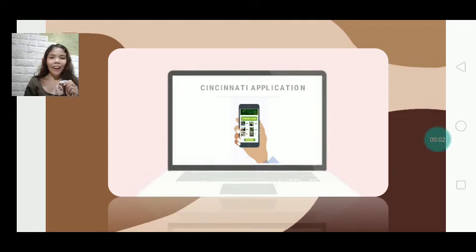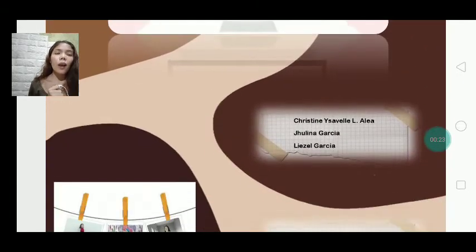Good day, I am Julina Garcia, a representative from Group 4, and I am here to present our final documentation about the Cincinnati Zoo case study. The name of our application is Cincinnati Application. In our group, our leader is Christine Isabel Elalea, and I, Julina Garcia, and Lizelle Garcia are the group members.